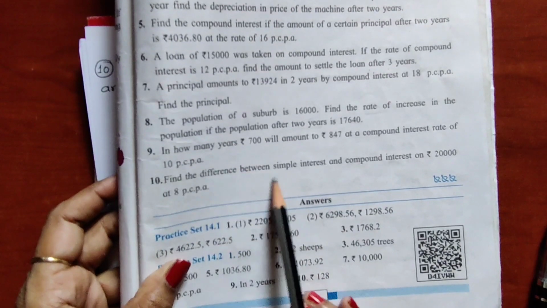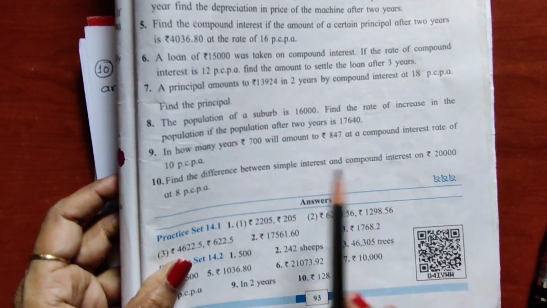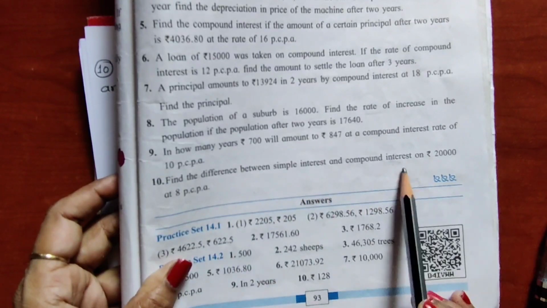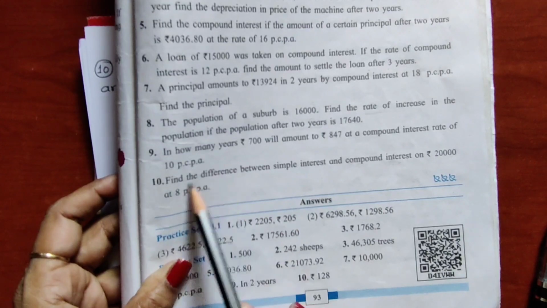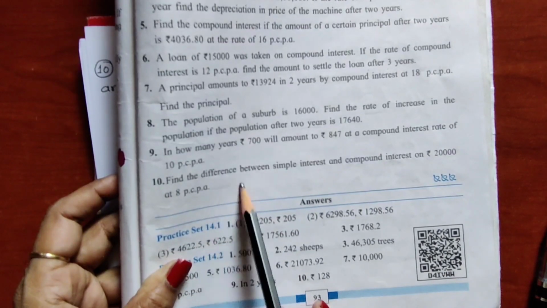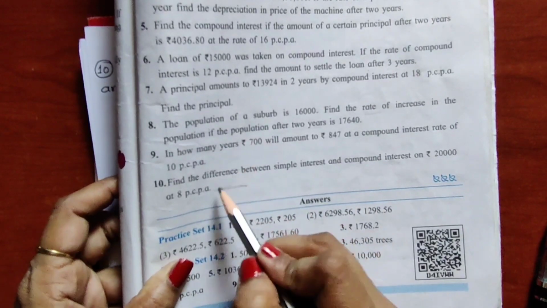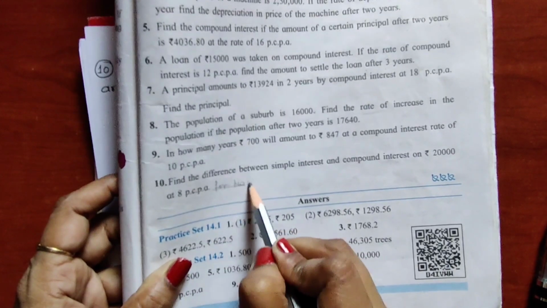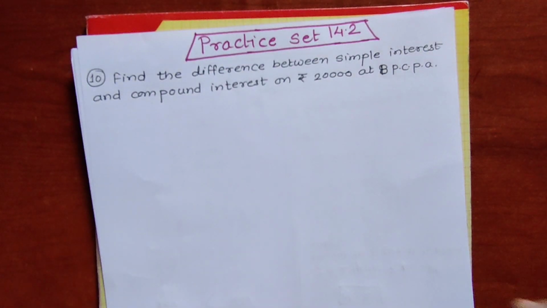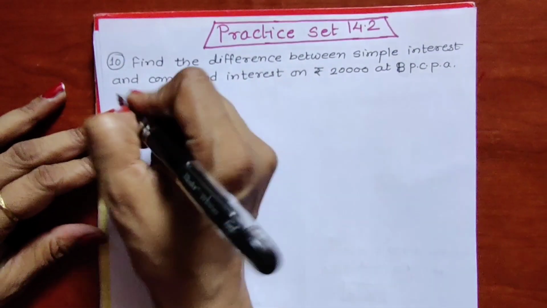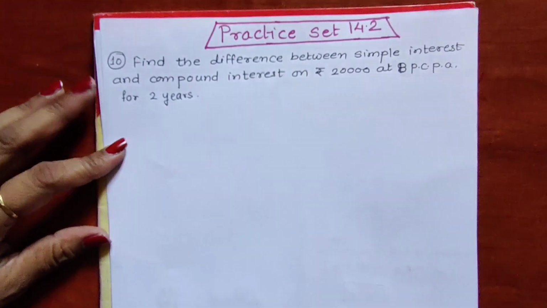Last question, find the difference between simple interest and compound interest. We have to find the simple interest and compound interest first, and then we can find the difference between. On rupees 20,000, that means principal is given 20,000 at 8 PCPA. See children, two words are not printed over here. That word is for 2 years. It should be for 2 years. Okay, you have to add here for 2 years. So I will be adding in my page here for 2 years, and then I will solve the sum.